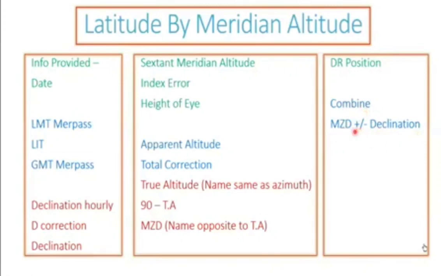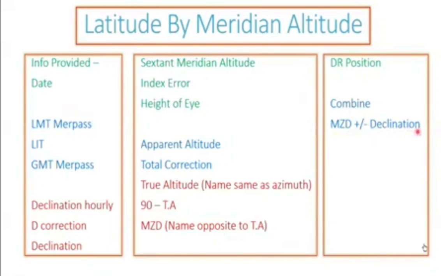By combining, I mean either we will add the MZD to the declination, or we are going to subtract one value from the other. Now, how to decide whether they are to be added up or one of them is to be subtracted from the other? This is decided using these names which we gave. You see, we have given the name to the true altitude, same as azimuth. We have given the name to the MZD opposite to the true altitude. So we will now have a name for this MZD, which will be either north or south.